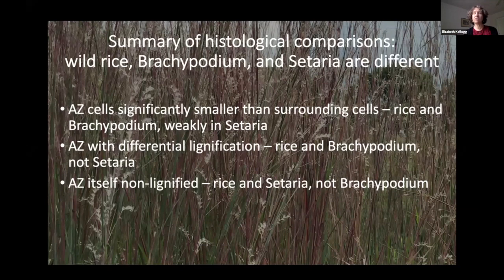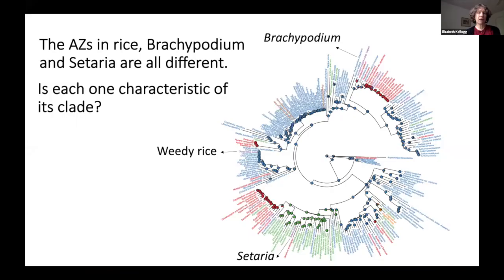Setaria, once you know where to look, they are slightly smaller, but not compellingly so. Differential lignification definitely in rice and Brachy, but not Setaria. And the abscission zone itself not lignified in rice and Setaria, but not Brachypodium. So we're not seeing a lot of conservation. So we then tried to rescue that with another hypothesis and said, well, maybe each one of these things is in a different clade, and at least it's representative of the clade, so that everything that's related to Setaria will have a Setaria abscission zone and Brachypodium, and so forth.